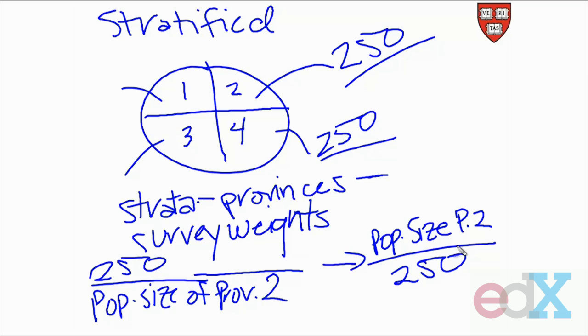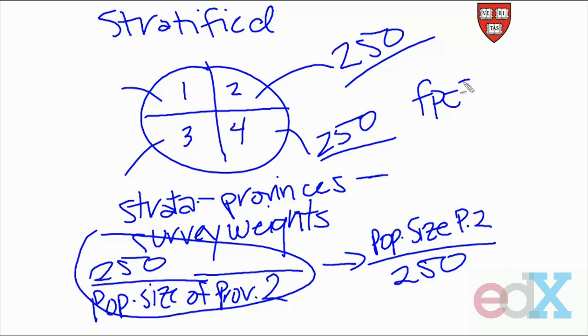Additionally, we can come up with a finite population correction, which in this example is just going to be identical to this fraction right here. So remember that the finite population correction in STATA was just the number of people sampled divided by the population size. That was for a simple random sample. Now we can just index these by province, and we can come up with a stratum-specific finite population correction, which is actually identical to the inverse of our survey weight.